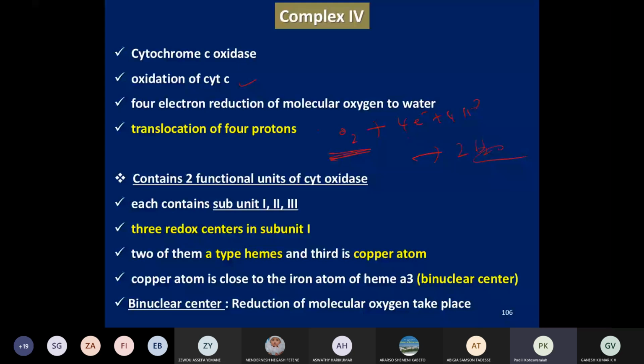And if you see the structure of this enzyme, it has 2 functional units of cytochrome C oxidase. Each functional unit has three subunits: subunit 1, 2, and 3. Subunit 1 is embedded in the membrane, and it has 12 transmembrane alpha helices and 3 redox centers, including the type A heme protein and the copper atom. You can see this clearly in this diagram.